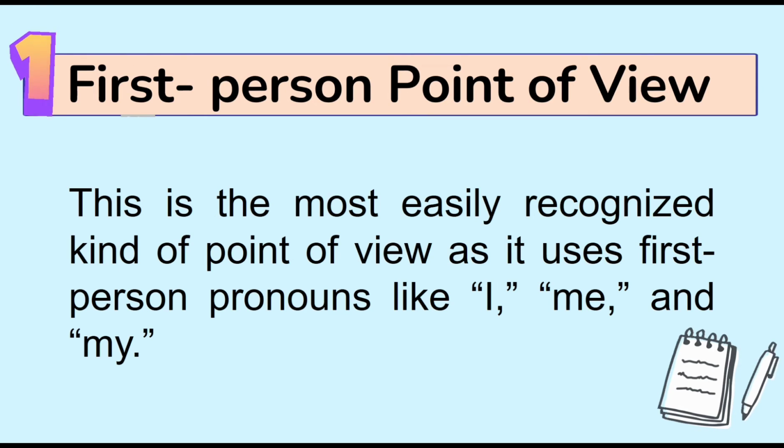There are 3 types of point of view. The first is first-person point of view. This is the most easily recognized kind of point of view, as it uses first-person pronouns like I, me, and mine.